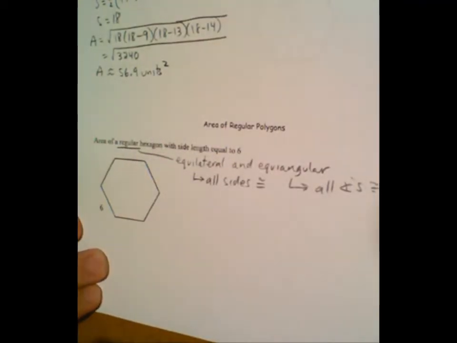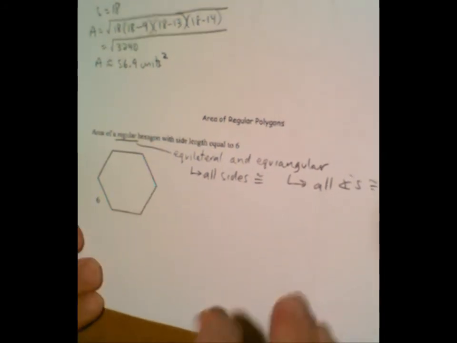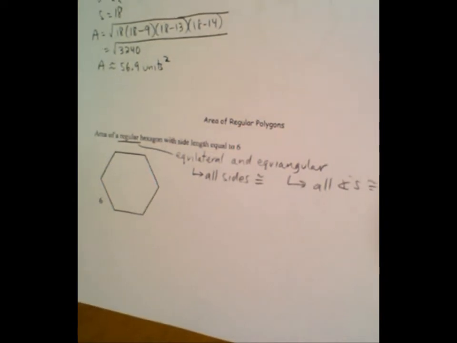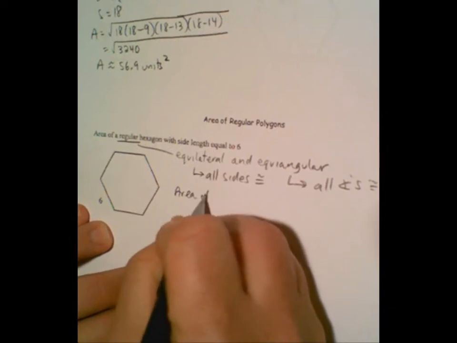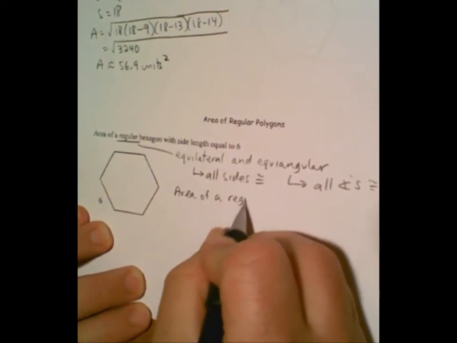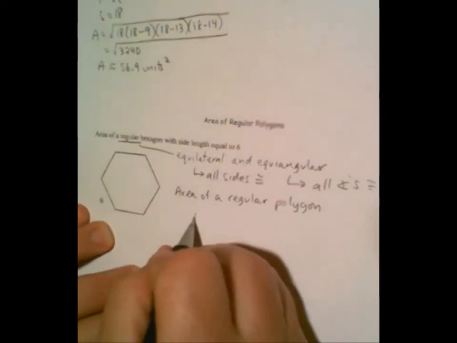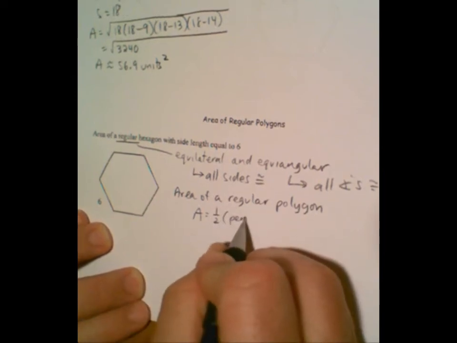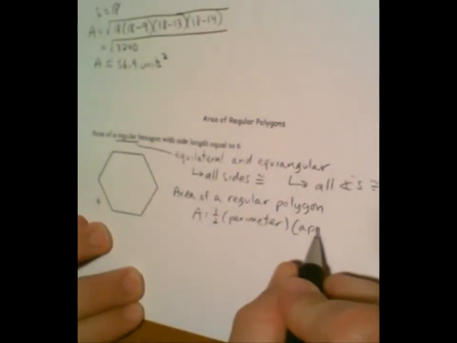Okay, so there's a formula here, which is that the area of a regular polygon is equal to 1/2 the perimeter times the apothem. Area of a regular polygon, area equals 1/2 the perimeter times the apothem.